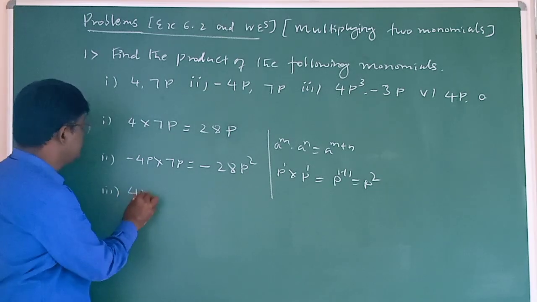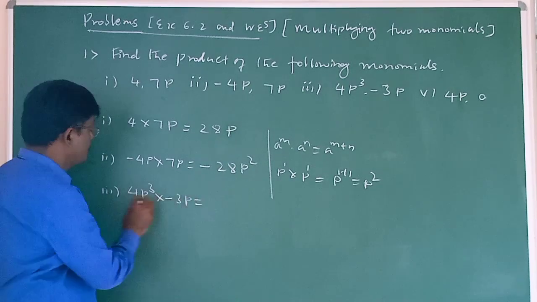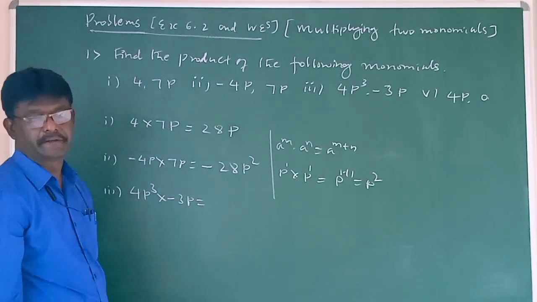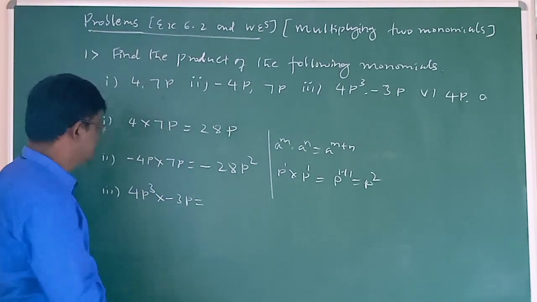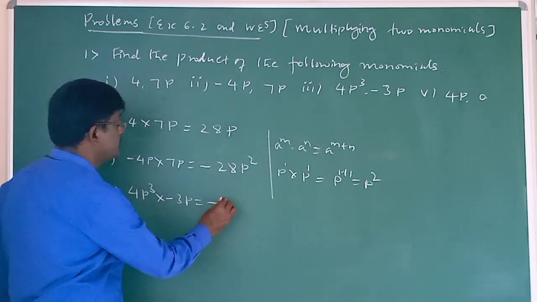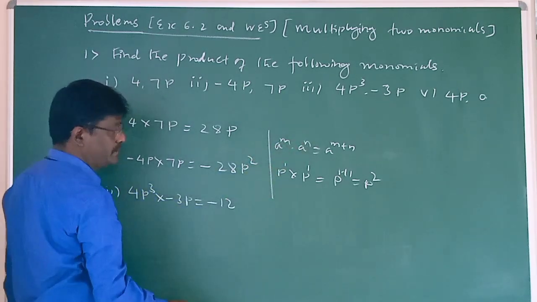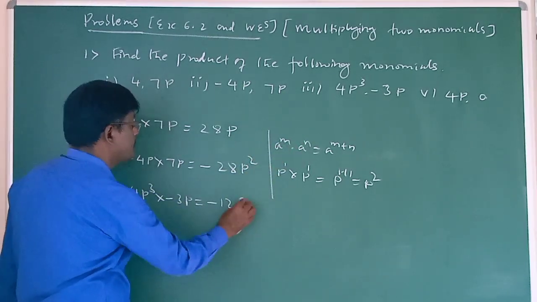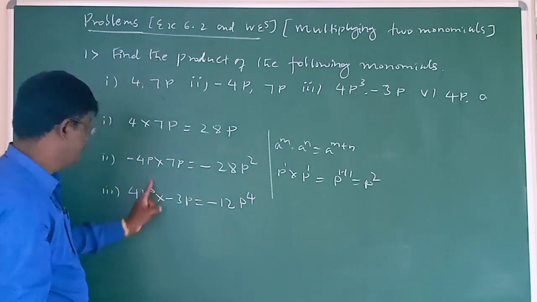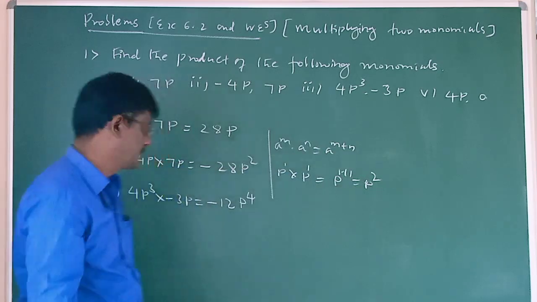Sub number 3: 4p cube into minus 3p. Plus into minus. Whenever signs are different in the product, the result is minus. 4 threes are 12. p cube into p, just like that, a power m into a power n: p power 4. How does 4 come? 3 plus 1. a power m into a power n is a power m plus n.